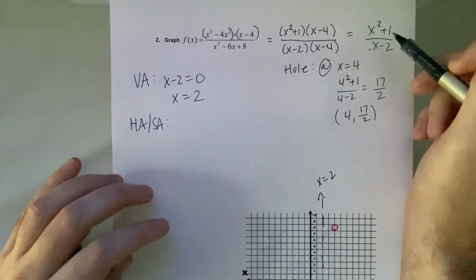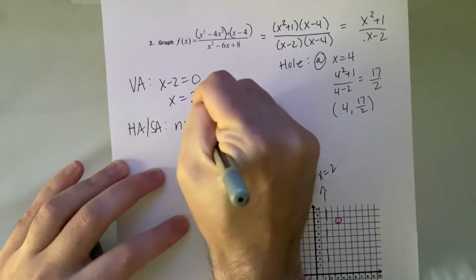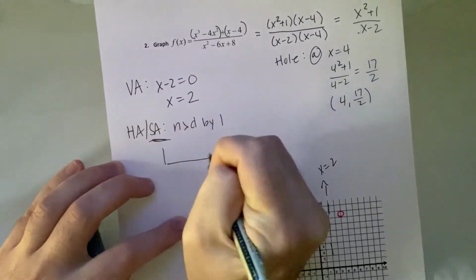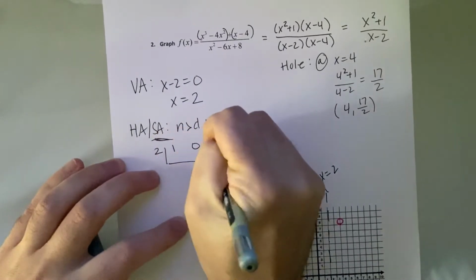Where's our function bigger, numerator or denominator? The numerator is bigger than the denominator by 1, which means we have a slant asymptote. And I've got to use division. So 2 on the outside when I'm dividing by, and 1, 0, 1 on the inside.